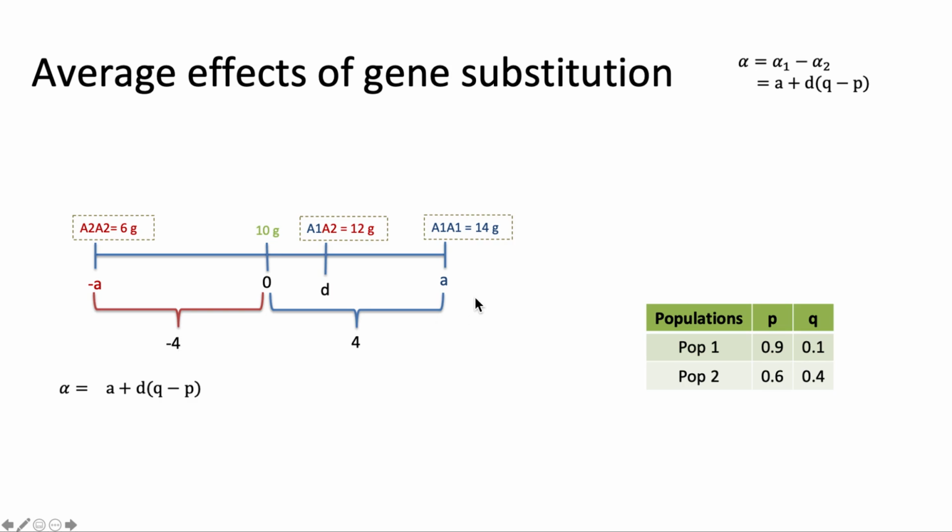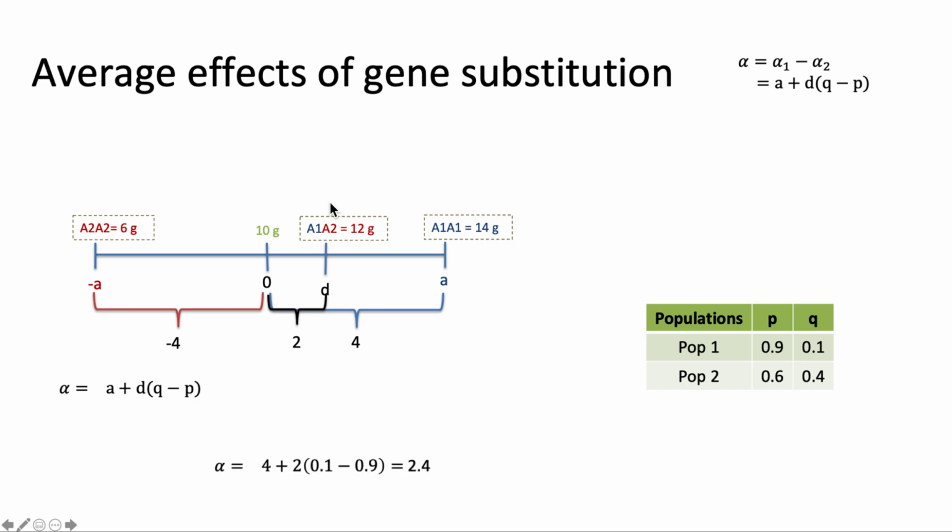So with that, we can estimate the value of a. And as you can see here, the heterozygous line has a value of 12 grams. That means that the dominance deviation of this gene is 2 grams, because it's the difference between the midpoint and the heterozygous line.